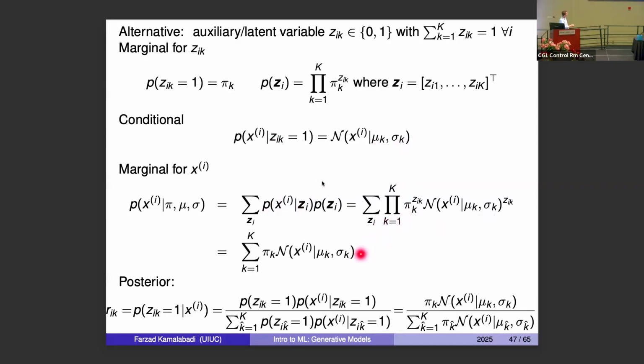And with some algebra, we end up being able to write it with the properties of this categorical variable. It's just a sum of pi k over n. And the posterior, again, I'm skipping over details, but I just want to give you the final realization of why the two techniques I've talked about for clustering are the same.